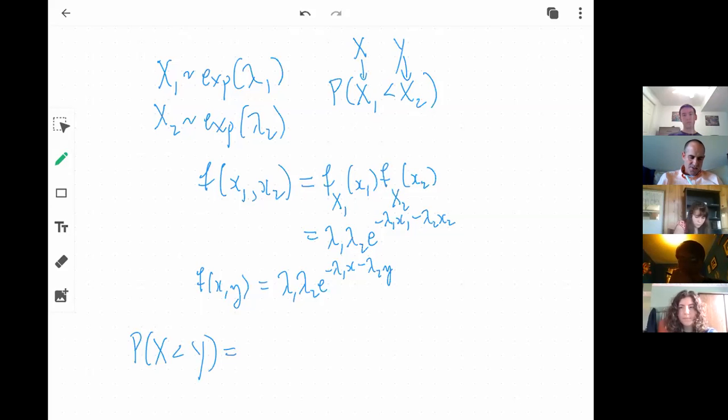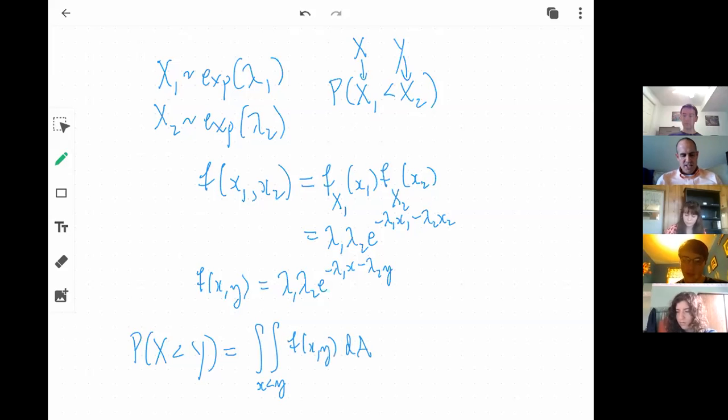Let me just write it this way. It's going to be the double integral over the set where x is less than y, whatever that is, of the density. And I'll put dA right here because we haven't decided whether we're going to go dx dy or dy dx. Okay.